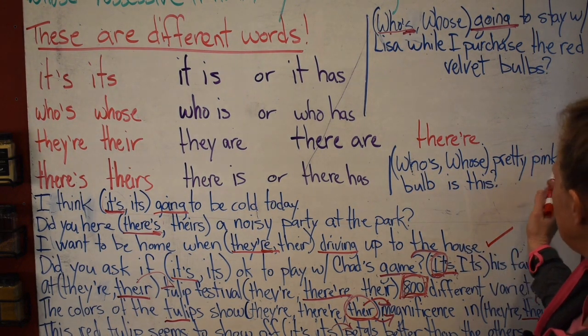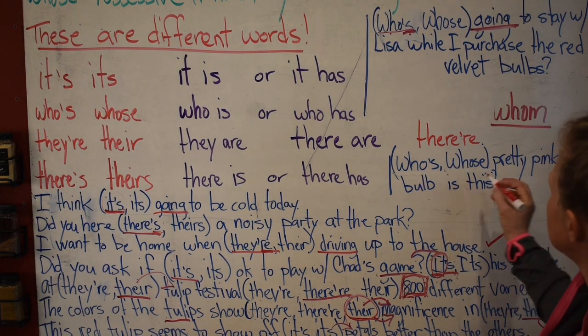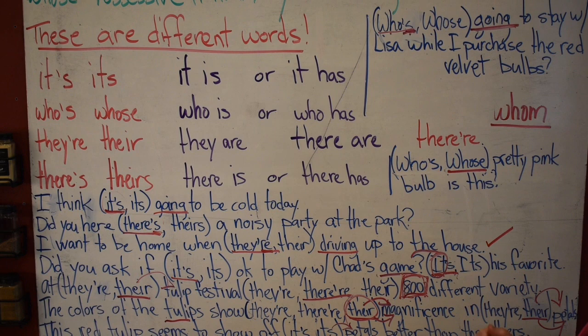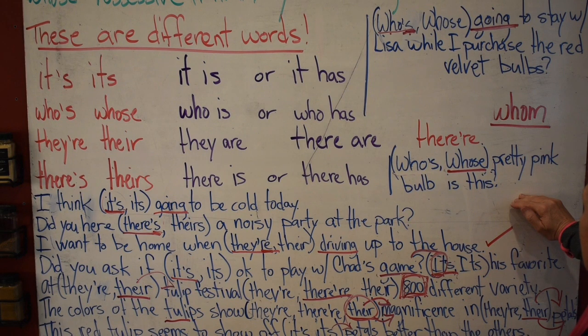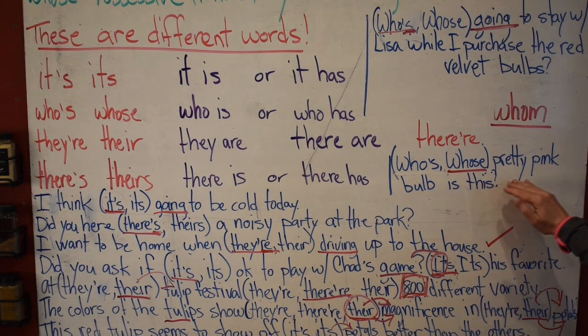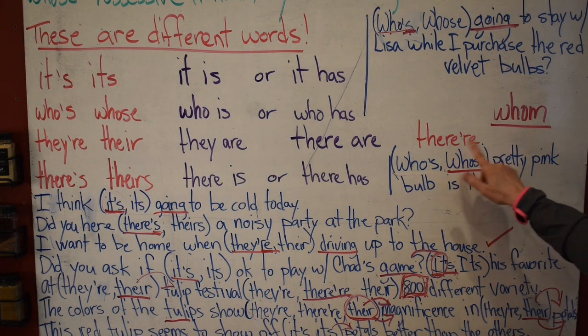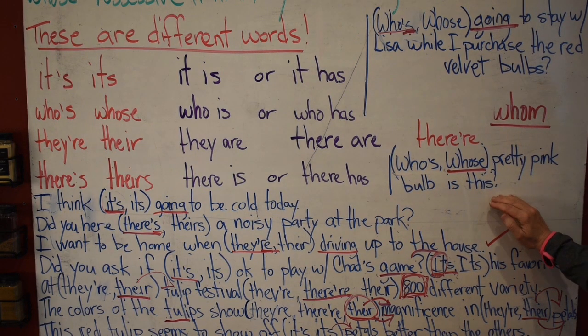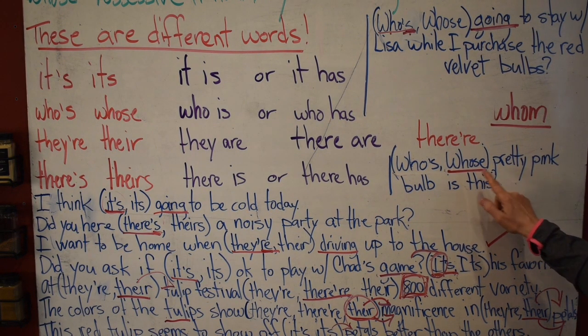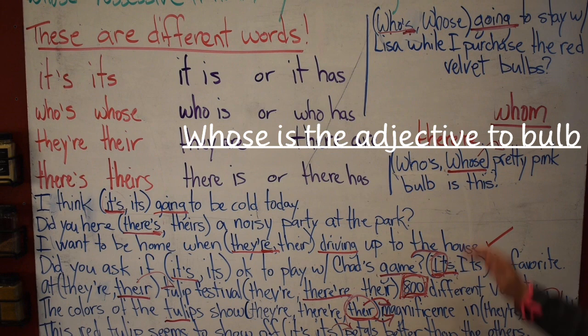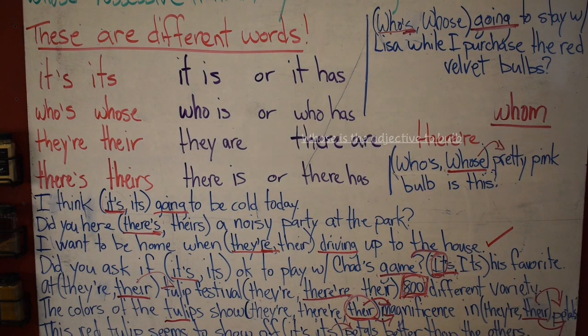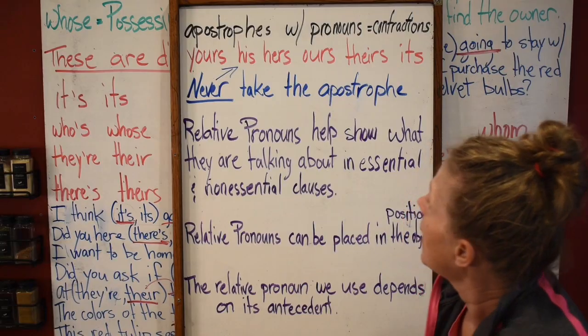Now how about here? Whose pretty pink bulb is this? It's asking the question, whose pretty pink bulb is this? This is whose pretty pink bulb. It's still right here. This is the proper one. Rewrite this sentence. This is whose pretty pink bulb. So what's it acting as? It's an adjective. It's possessive. It's a possessive pronoun right there. This is the correct one, not this.